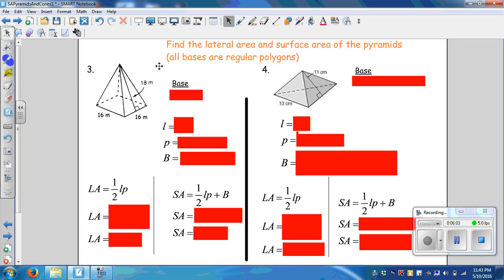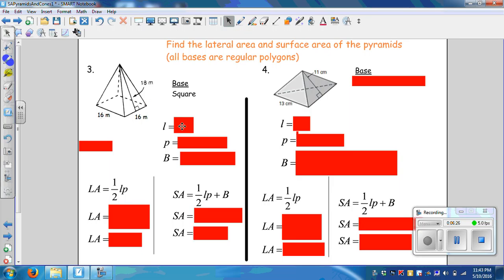Number 3, find the lateral area and surface area of the pyramids. We're going to assume for these particular problems for practice that all of the bases are going to be regular polygons. So before you start, you should determine what type of base you have. In number 3, you can see that we're going to have all 4 sides congruent, so we have a square base, which is going to be a square pyramid.